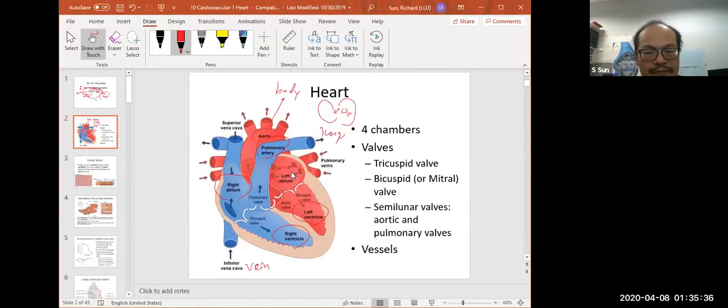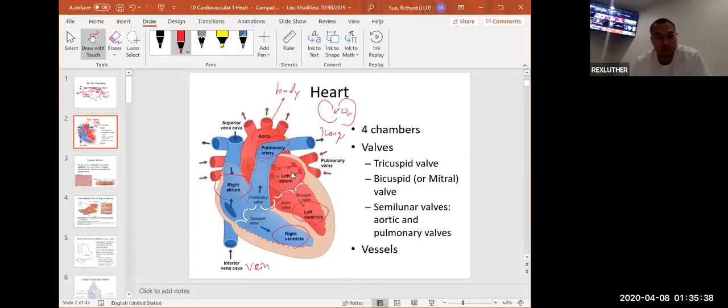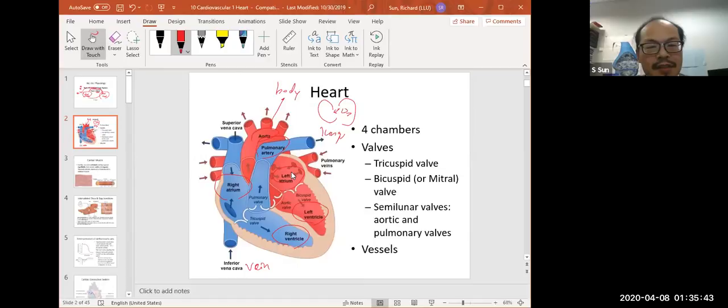Any questions? So just know the blood flow. Just know blood flow. Yes. That basically is connected as a series. Right atrium, right ventricle, go to lung, left atrium, left ventricle, go to the body. So that basically goes through all these different steps and then goes into the body.